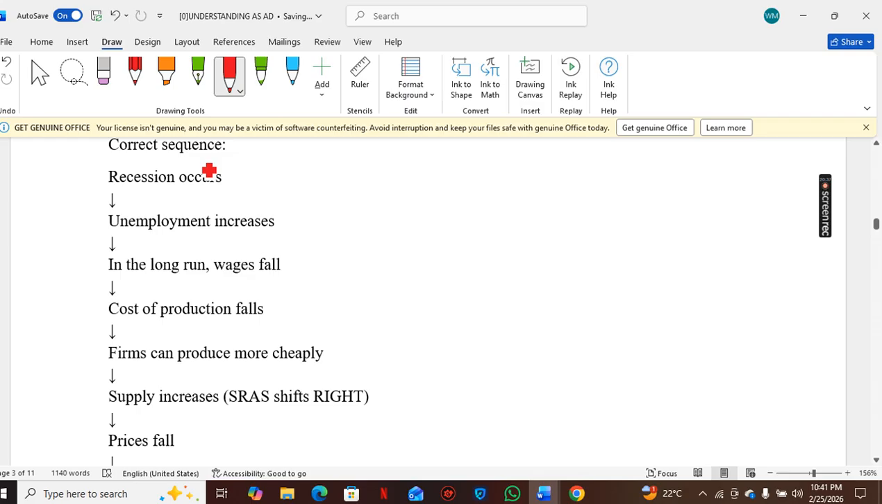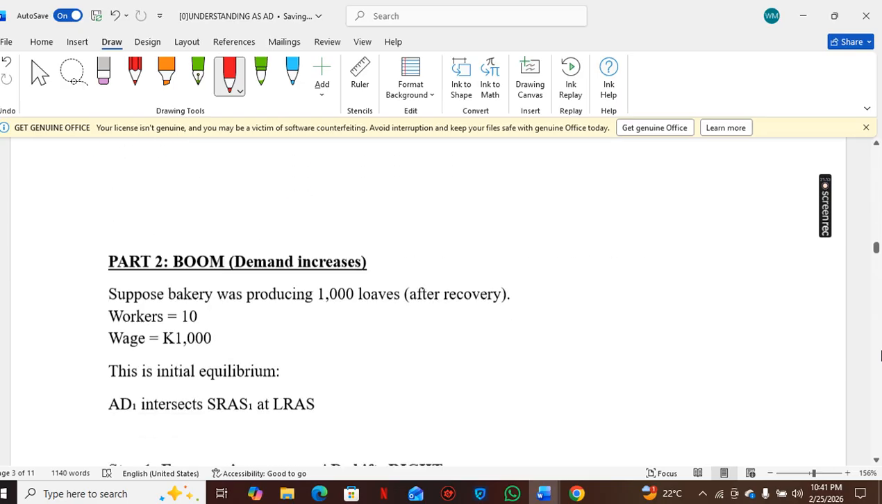So just remember this sequence, okay, colleagues? Recession occurs, aggregate demand drops, unemployment increases, eventually wages fall, production costs will also fall as wages fall, and then you can produce more cheaply. Theoretical. All this is theory. In real life, when a recession occurs, government has to intervene and the central bank.